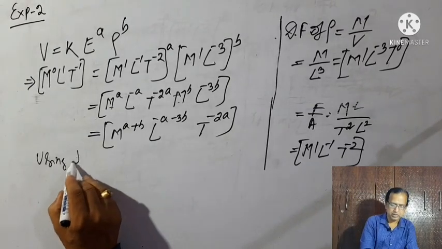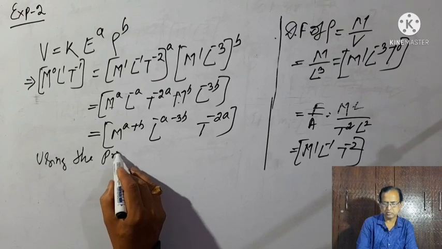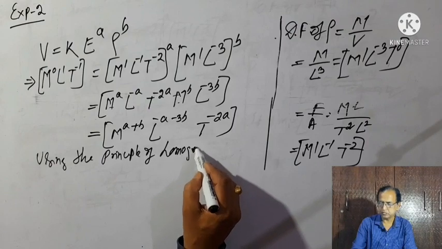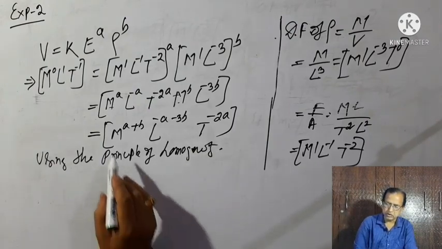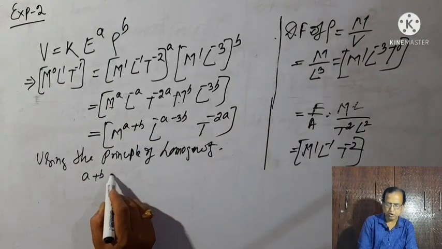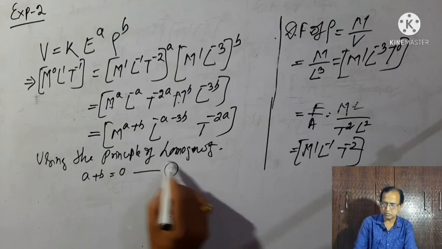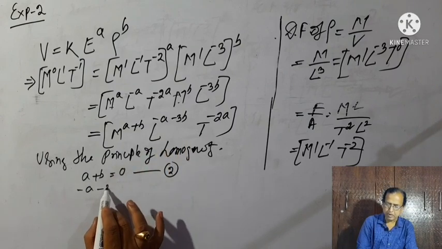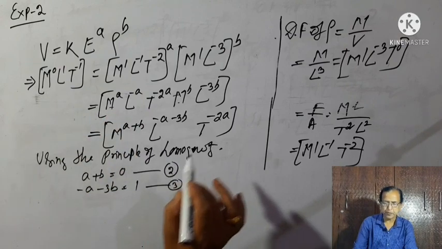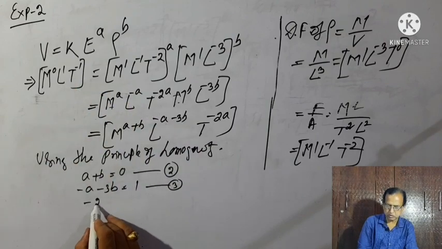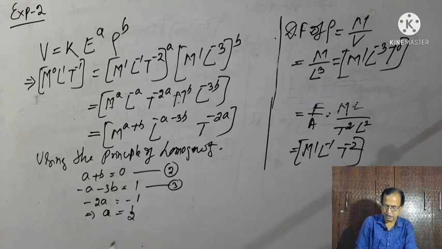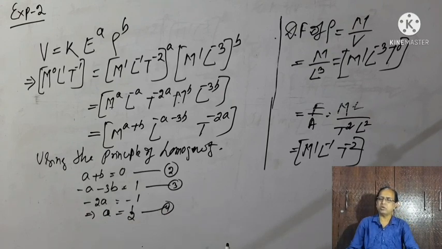Using the principle of homogeneity, a plus b is equal to 0, equation 2. Minus a minus 3b is equal to 1, equation 3. Minus 2a is equal to minus 1. This implies a is equal to 1 by 2, equation 4. We can find out a.